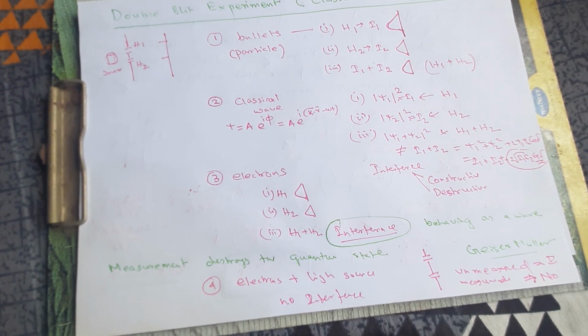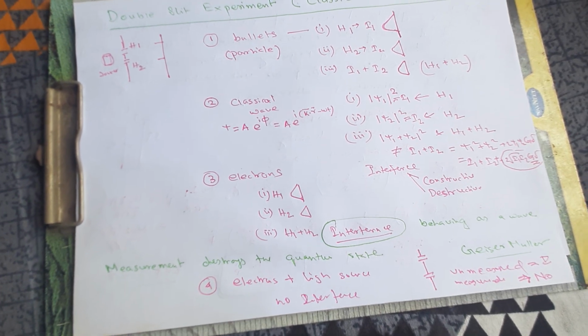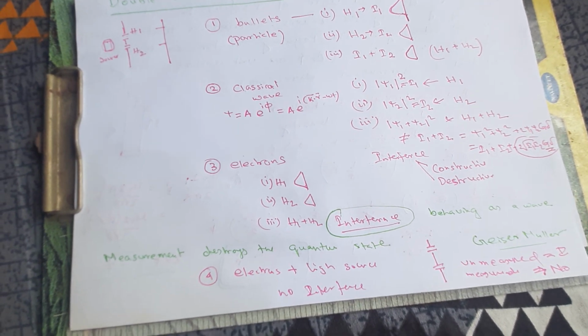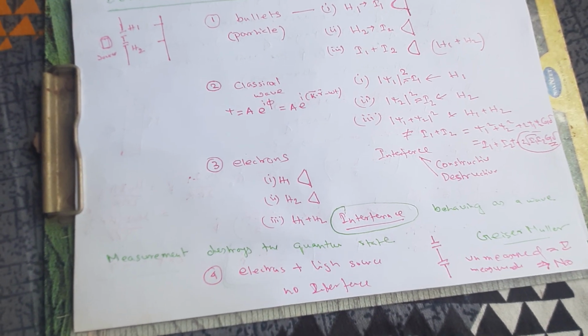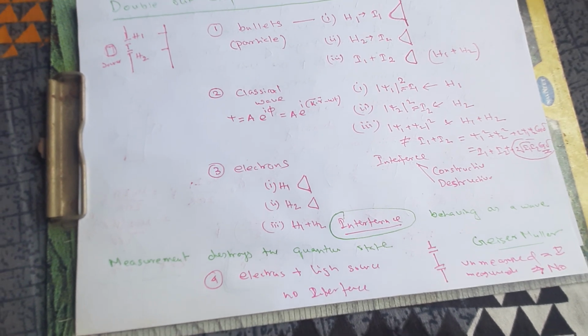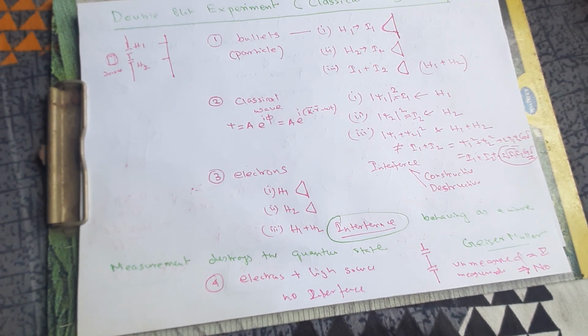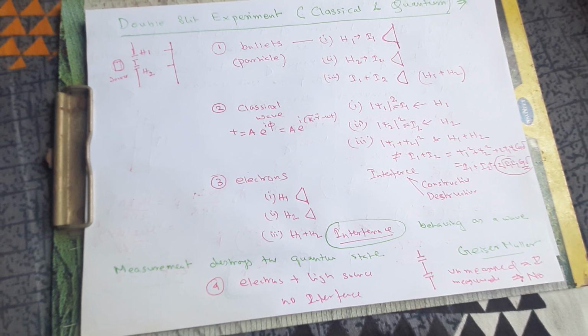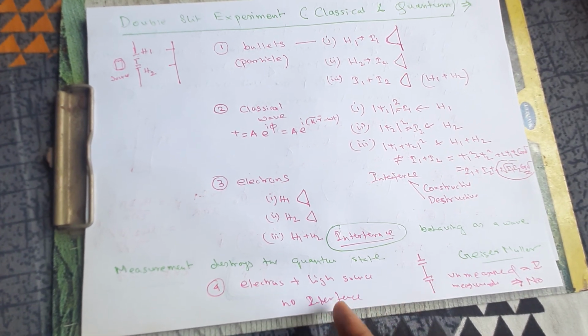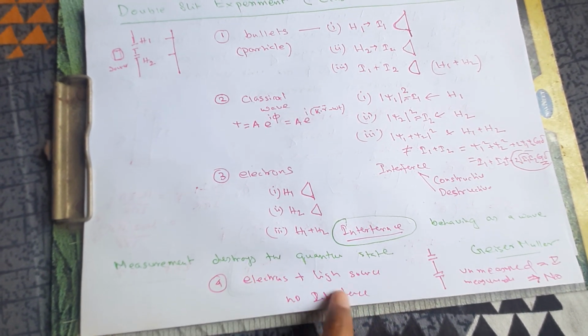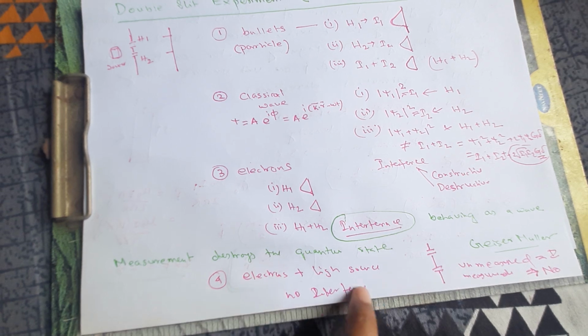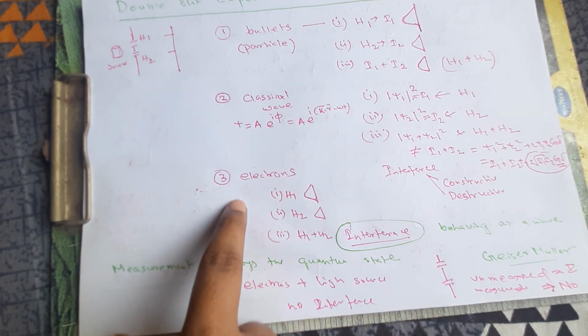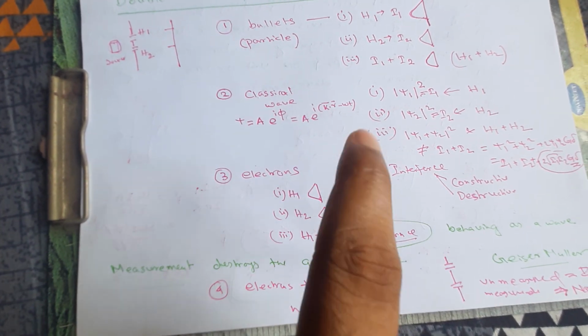So this experiment proves the dual nature, the particle nature and the wave nature of our electron. Because both the natures we can understand, right? First, this electron plus light source experiment proves the particle nature, and only electrons, this proves the wave nature.